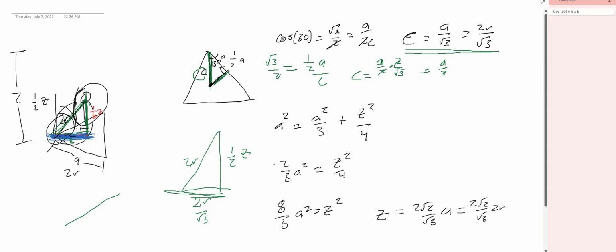So we do our trig here. We get that a squared, 2r. A squared is going to equal a squared over 3. This turns into a squared over 3. And that's going to equal z squared over 4. You solve for a. 2/3 a squared equals z squared over 4.